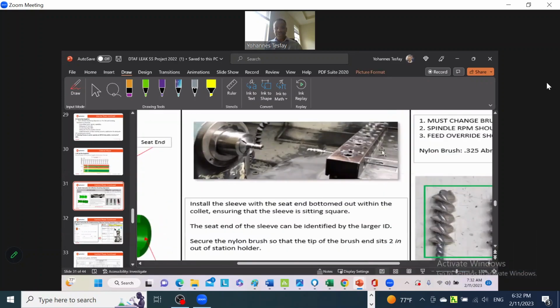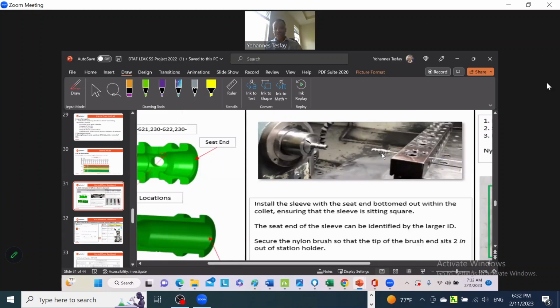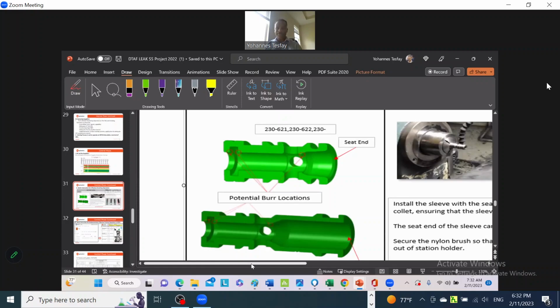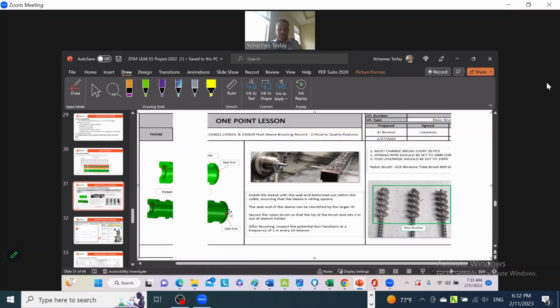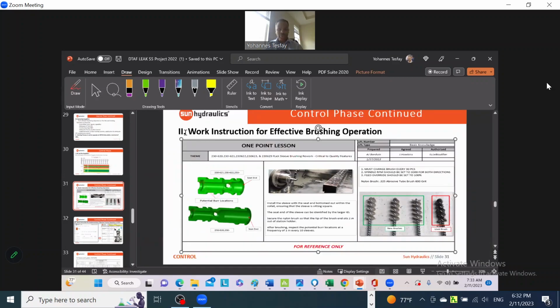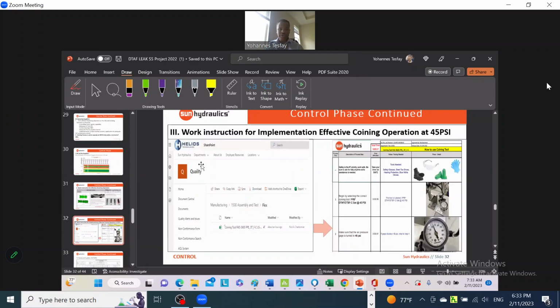So this is a sleeve and this is a part. It's going to go inside right here, then they rotate it. The purpose was to take out micro particles. But here we discovered that it also adjusts the roundness, makes it more round. So this is the sleeve. We already developed a work instruction, and this work instruction is found in the quality management system.